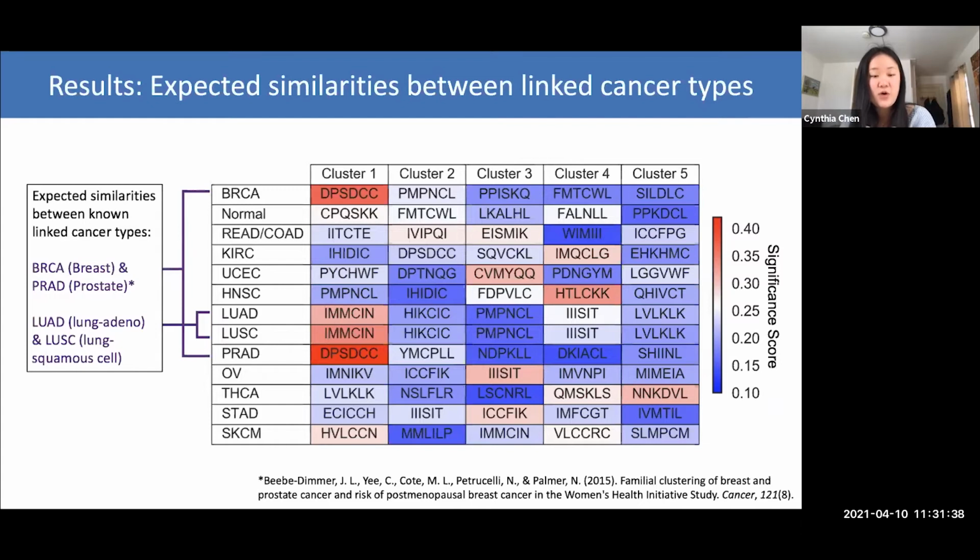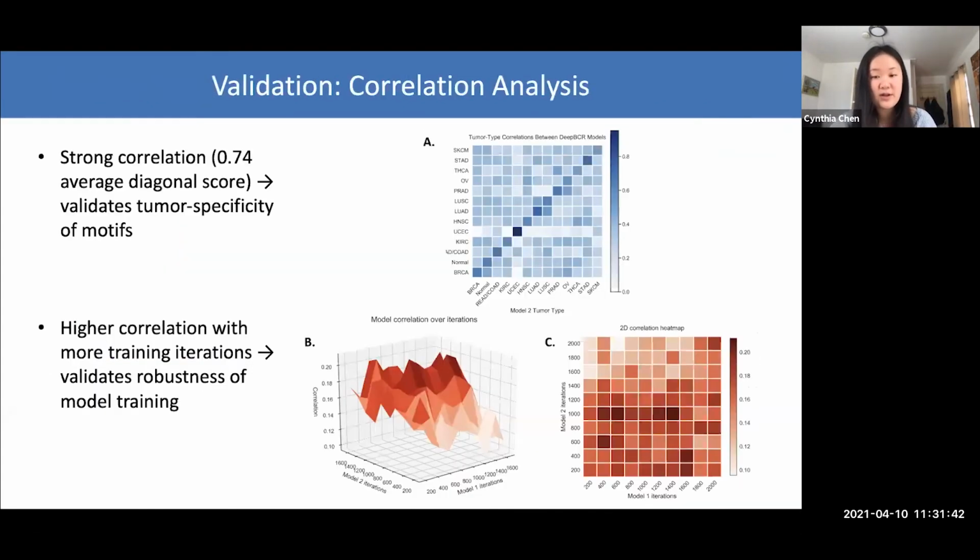So these sort of qualitative analyses validated our motifs, but we also wanted to perform some quantitative validation analyses as well. And so to do this, we looked at 2 different DeepBCR models trained on different model parameters, trained them on the data set, and then performed our framework pipeline analyses on both of them. We then analyzed their tumor-specific correlation score.